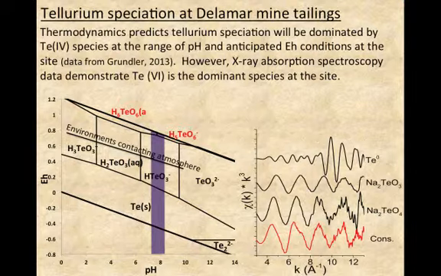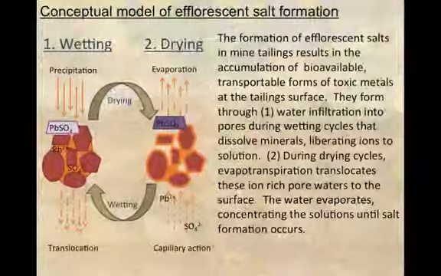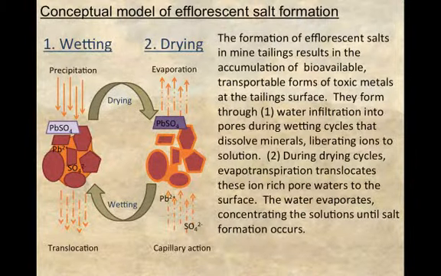So here's an example that's a conceptual model. We're talking about the formation of efflorescent salts, where you have water coming in, filling pore water spaces, dissolving minerals, and then during a drying cycle, you have evaporation or evapotranspiration pulling those metal-rich pore waters to the surface, and continued evaporation results in the precipitation of very soluble and bioavailable metals. So this is another option.